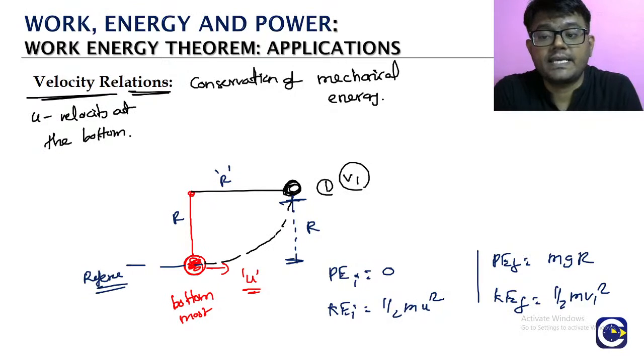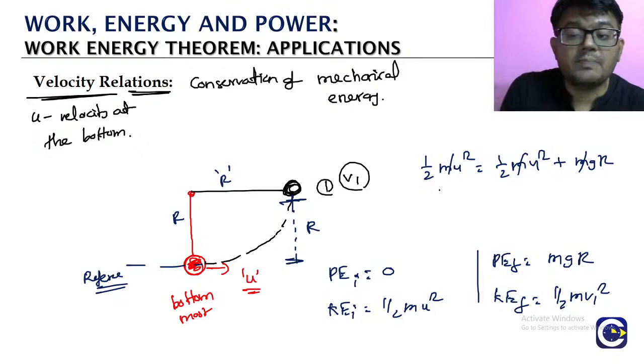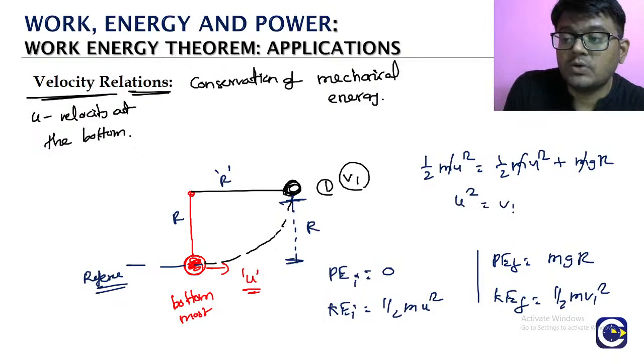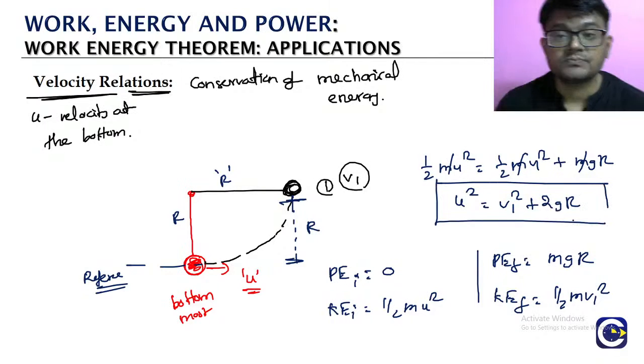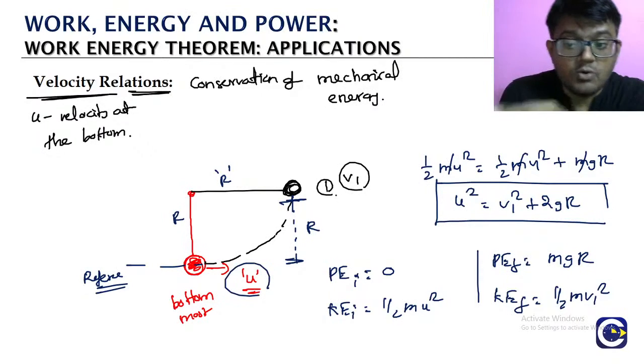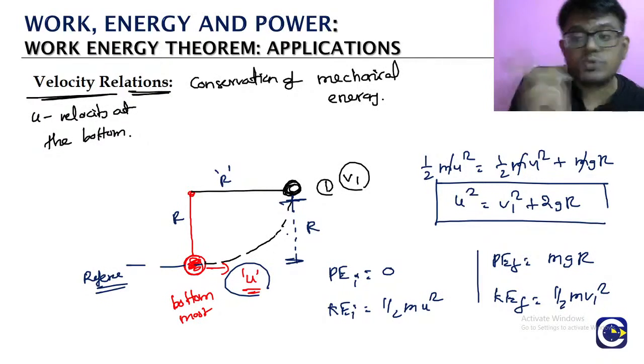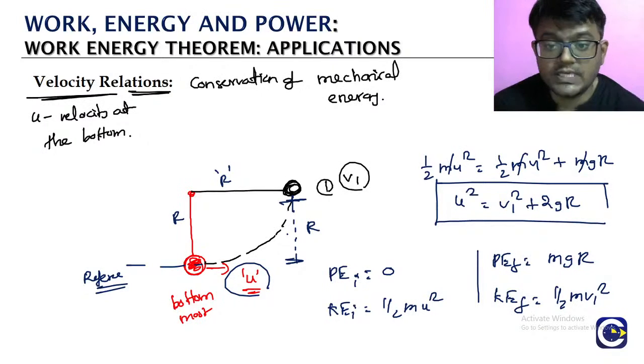What is the conservation of mechanical energy telling us? Initially, kinetic energy plus potential energy is half m u square, which is equal to finally kinetic energy plus potential energy, half m v1 square plus m g r. We can cancel m on both sides, multiply by 2, and we get u square is equal to v1 square plus 2gr.